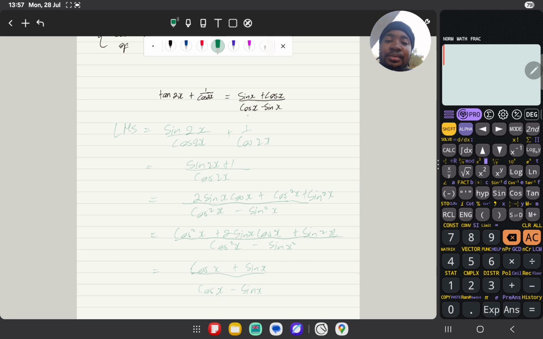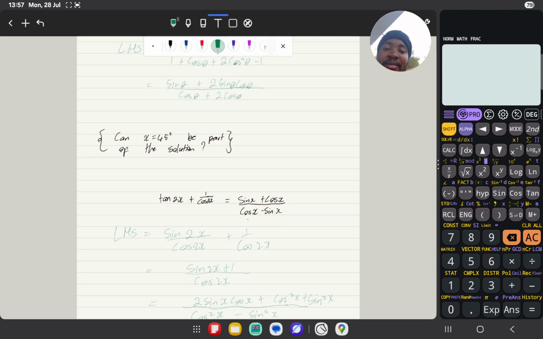So I want to ask you now, if x is 45 degrees, do you think it can be part of the solution? I just want to show you, cos here is a denominator, and we have 2x, which means 2 times 45, which is 90 degrees. Cos 90 is 0, so we are going to have a denominator of 0. So that is saying 45 degrees can't be part of the solution.